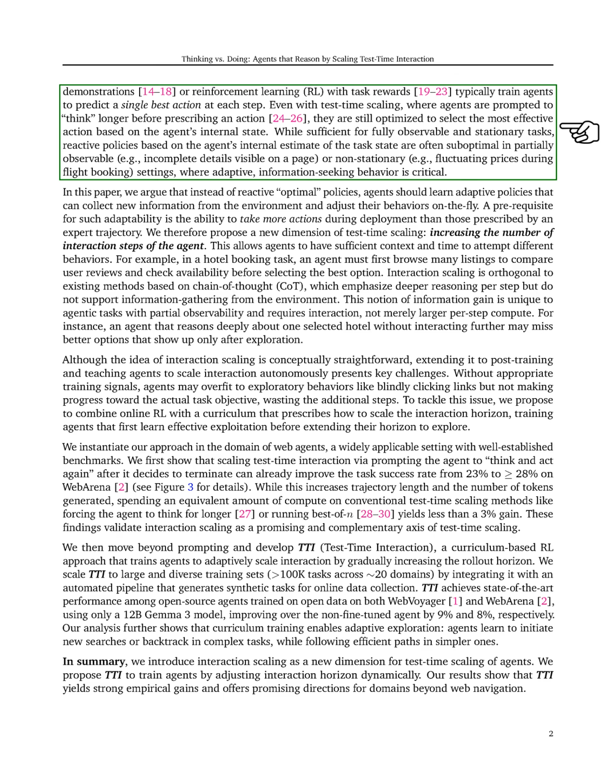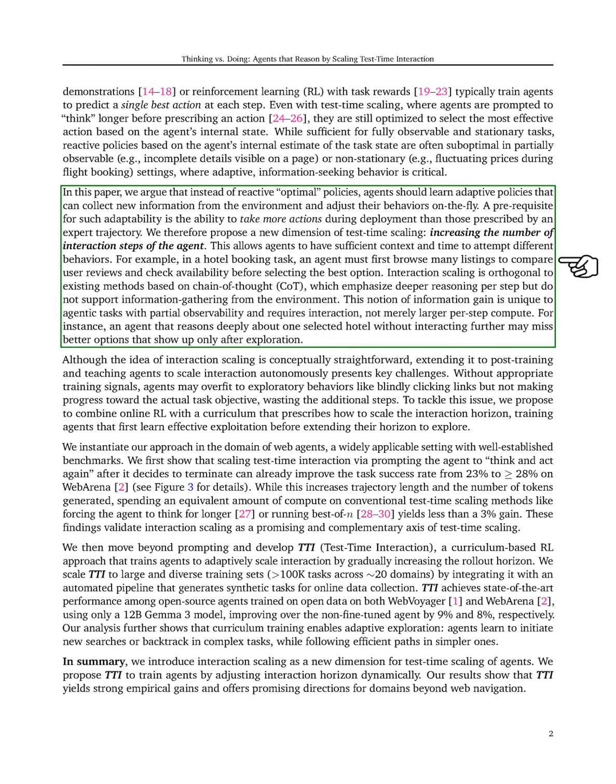This approach works well for fully observable and stable tasks but can lead to suboptimal decisions in situations where information is incomplete or conditions are changing, such as fluctuating prices during flight bookings. We argue that instead of aiming for optimal policies, agents should develop adaptive policies that can gather new information and adjust their actions accordingly. A key requirement for this adaptability is allowing agents to take more actions during deployment than those dictated by an expert's path.